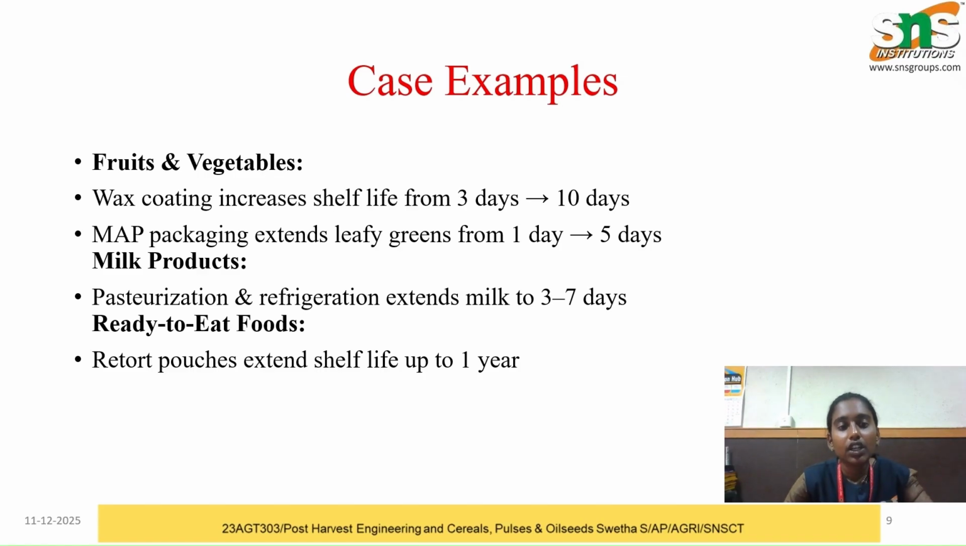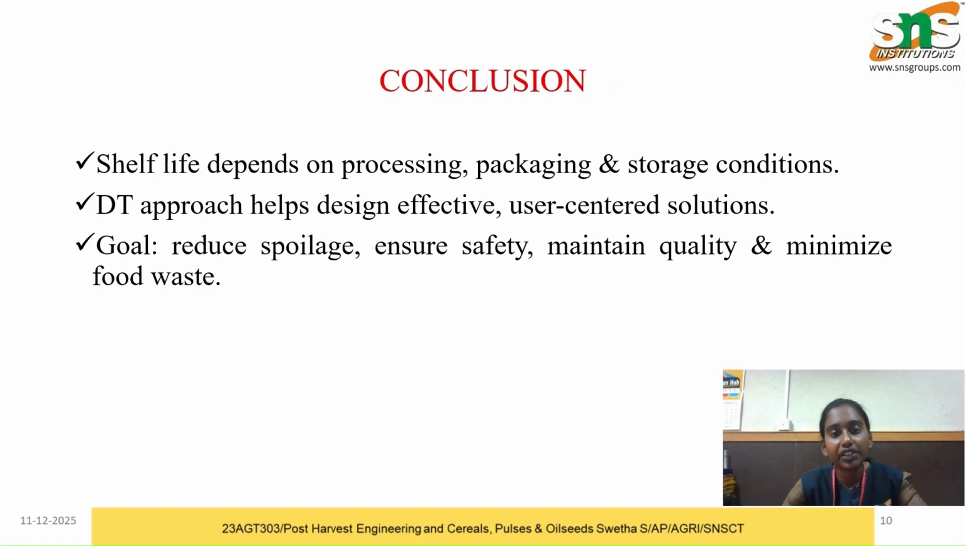Key examples currently practiced: for fruits and vegetables, wax coating increases shelf life from 3 days to 10 days in apples, oranges, and other fruits. Modified atmosphere packaging extends the shelf life of leafy greens like spinach and coriander from 1 day to 5 days. For milk products, pasteurization and refrigeration extend shelf life from 3 to 7 days, and for ready to eat foods, retort pouches extend the shelf life up to 1 year.